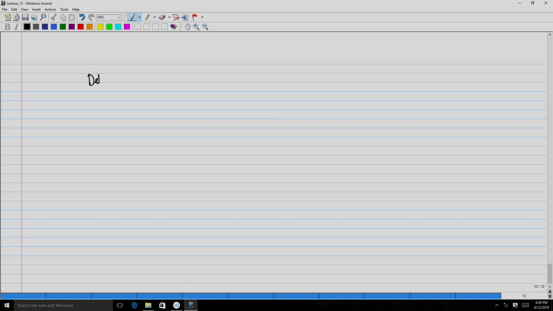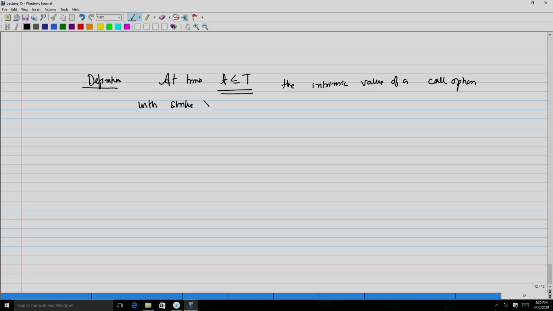All right. So, this brings us to a definition. At time some t less than or equal to T, that means on or before expiration, the intrinsic value of a call option with strike price of x is equal to (S_t minus x)^+. So, that means the call option will be in the money if this holds, and that is the intrinsic value. So, it is essentially the payoff at any given point of time t, not necessarily only at the final time.